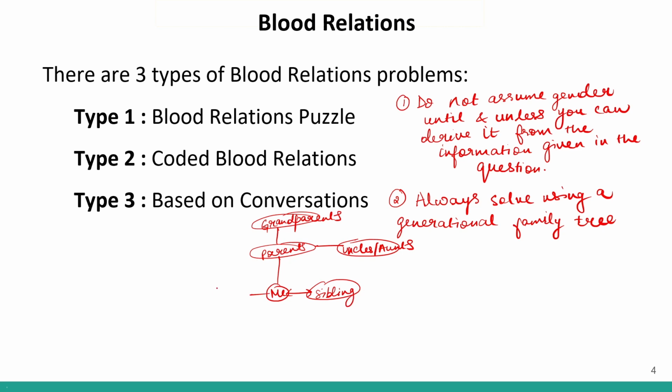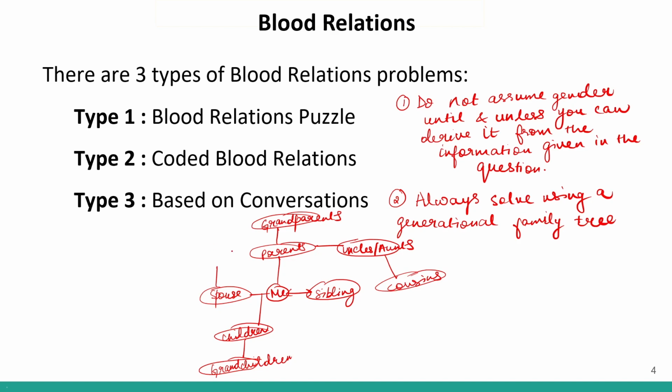Similarly, I can also have a spouse. Correct? I can have children. So the generation below me will be of children and grandchildren. Correct? In this also, I can extend this into infinite possibilities. The children of my uncles and aunts will be what? My cousins. I can have cousins in my generation.